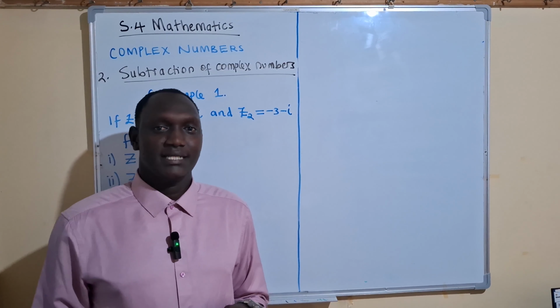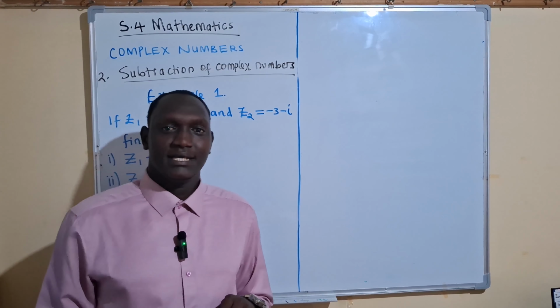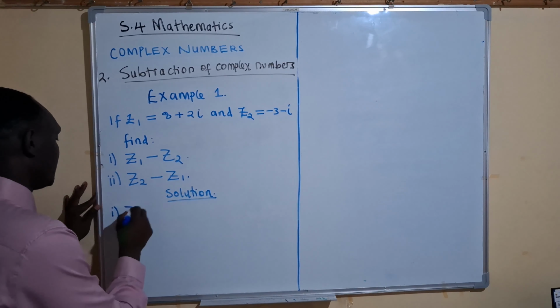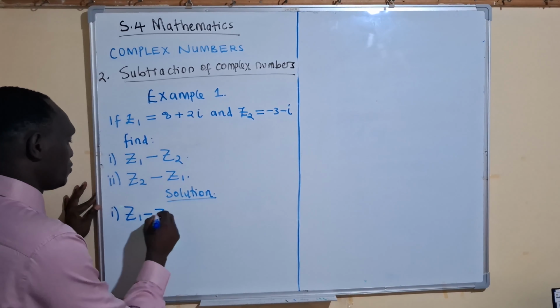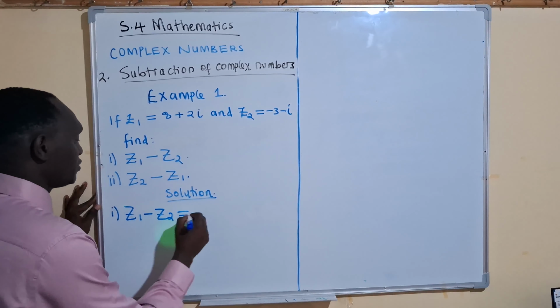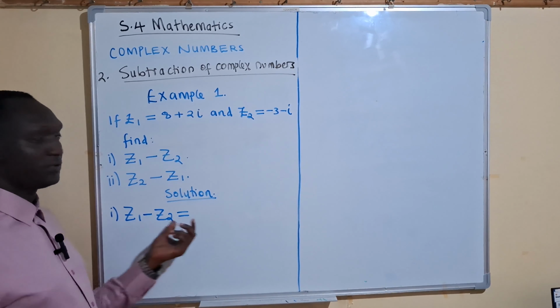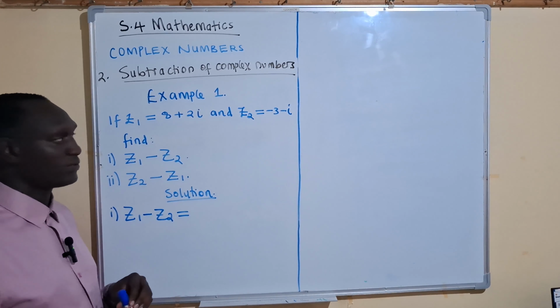We are going to begin subtraction of complex numbers, and our example 1 says that z1 is 8 plus 2i, z2 is negative 3 minus i. Find part A. Part A is saying find z1 minus z2, and this would be, you just substitute for z1 and then you subtract away from it z2.